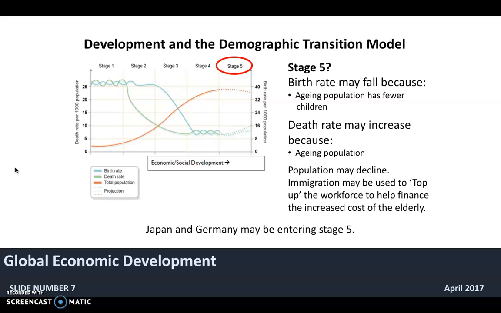Now, one last thing I'd want to say about the model is that obviously in 2020 now where we are, all countries are at different stages of this model, but most countries will have moved through the model. So if we take the example of the UK and think about where we are now, we're probably somewhere in between stage 4 and stage 5.